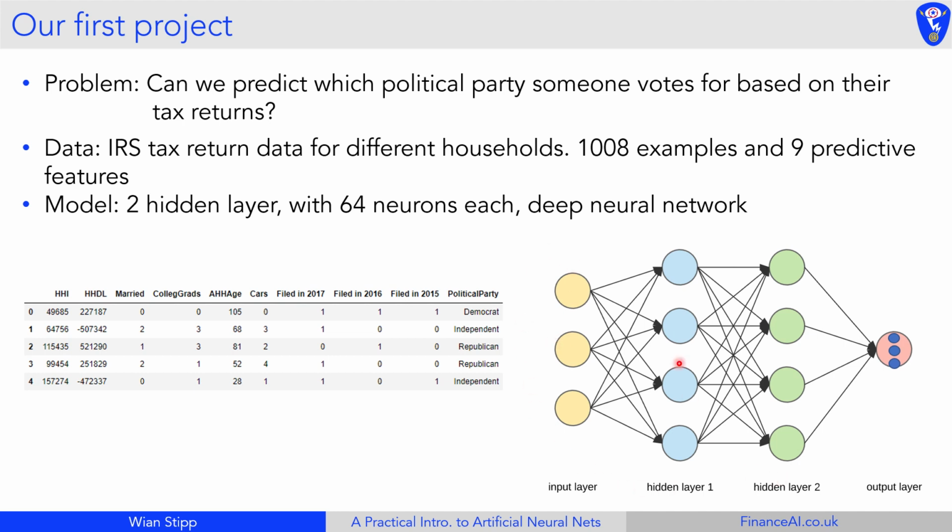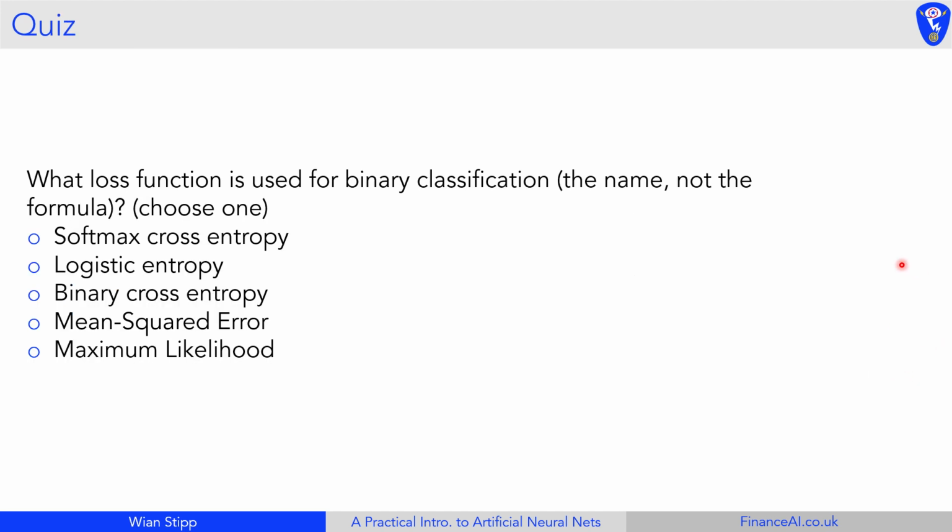And this is a neural network here. We have 2 hidden layers. And obviously we don't have 3 inputs here. We have 9 predictive features, but then we add 1 more for the bias term. And then we output 3 classes here. The output is going to be a probability for each class. So if the model thinks it's very likely a Democrat, you might see 70% Democrat, 10% independent, and 20% Republican. That's something you could see.